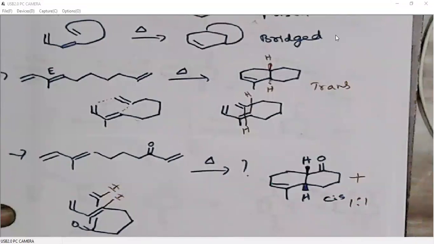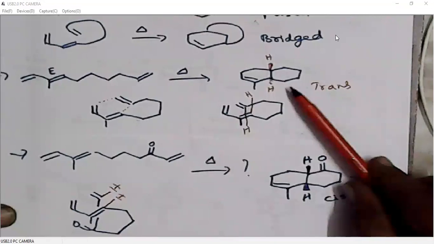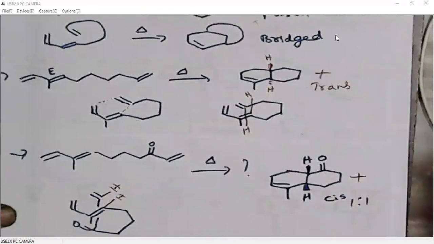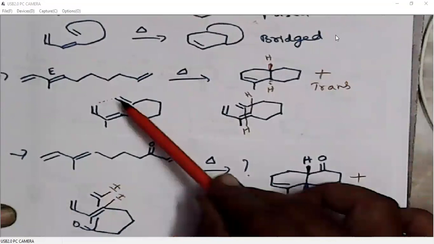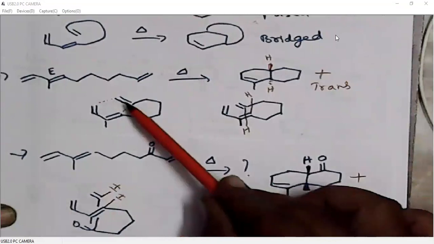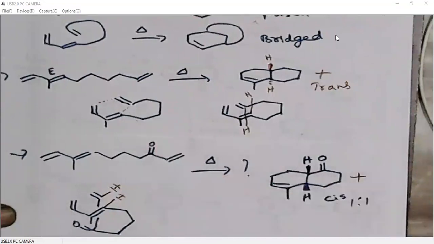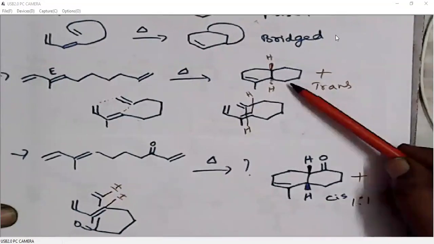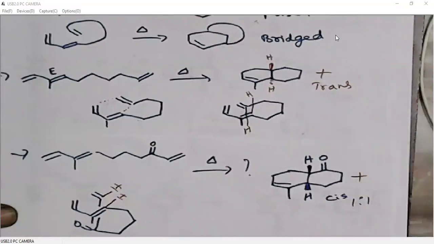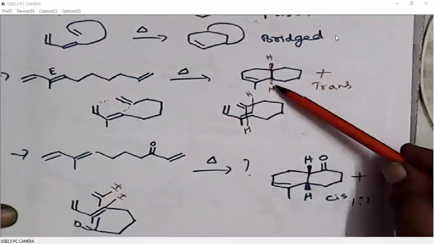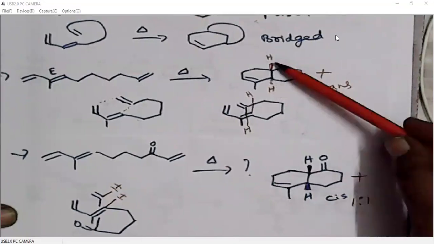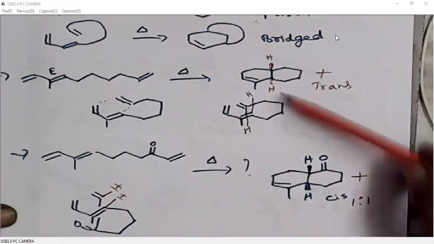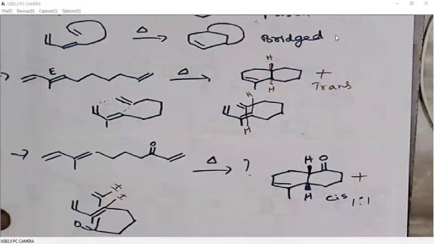Similarly, in this case also, we will get a trans, but we will get a 1:1 product. That means if this dienophile is approaching from below the plane, then the configuration is like this. If the dienophile approaches from above the plane, the configuration is exactly reversed. This hydrogen below the plane, this hydrogen above the plane. So for simplicity, I am writing only one product.